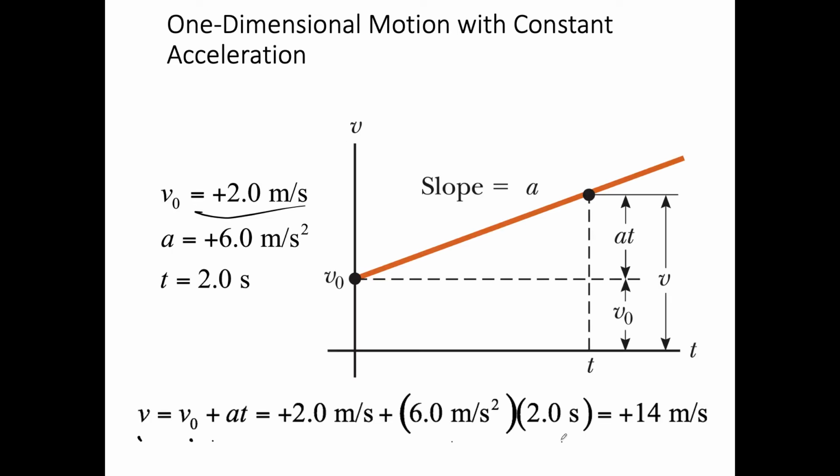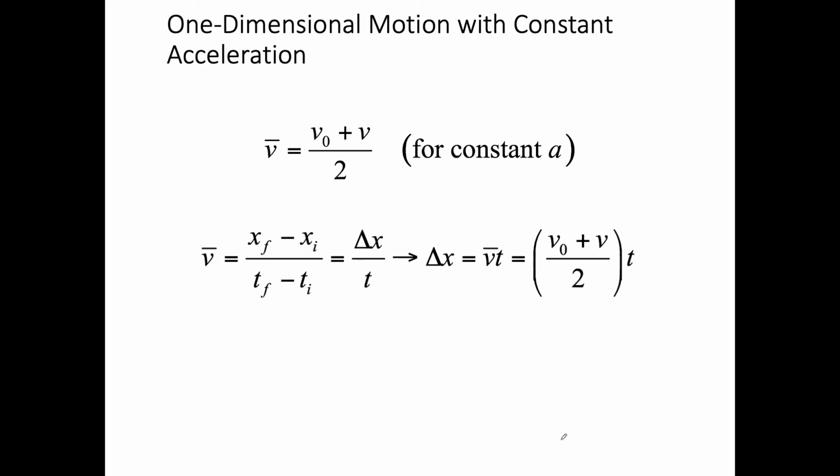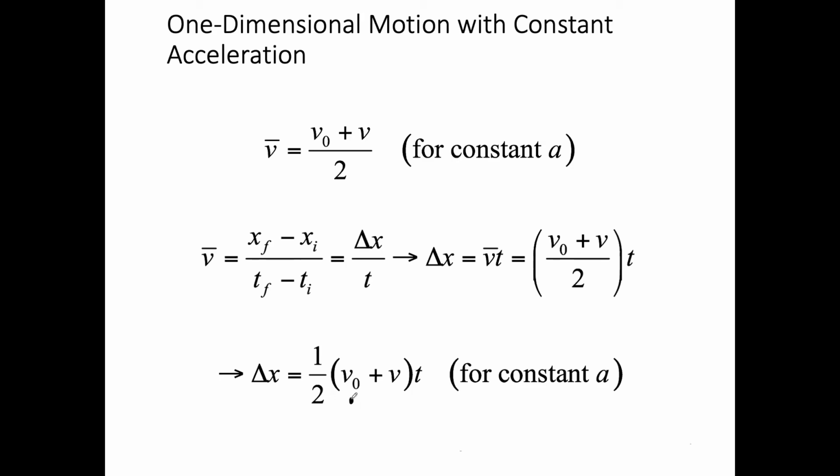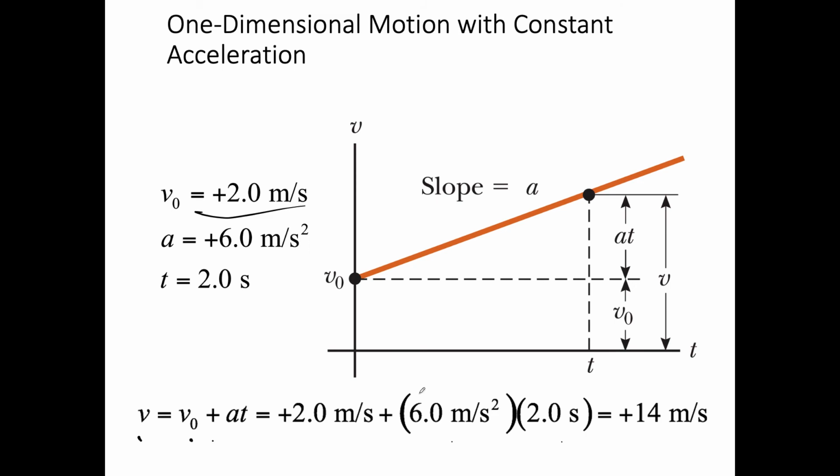Now we can also say that the average velocity for constant acceleration motion is initial velocity plus final velocity divided by 2. And so the displacement can be calculated as 1/2 times initial velocity plus final velocity, times t. And how do we know that?